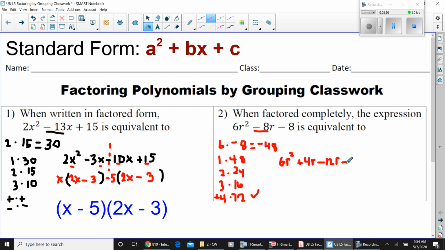And then I'm going to just write down that negative 8. So now I'm going to, again, put parentheses for the greatest common factor. 6 and 4. So 2 is the greatest common factor, and r is the greatest common factor. All right, 2r times what equals 6r squared? 2r times 3r equals 6r squared. 2r times what equals 4r? 2.